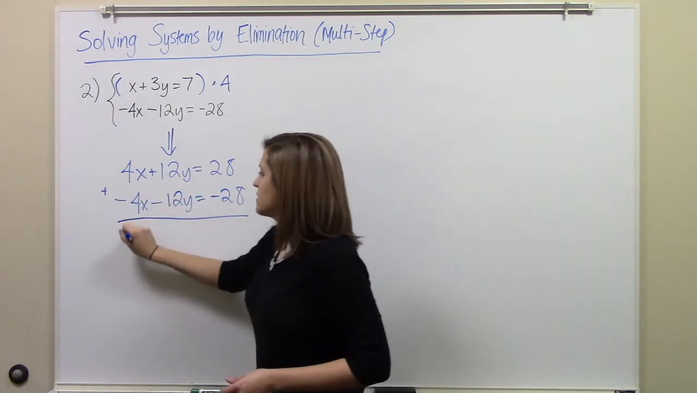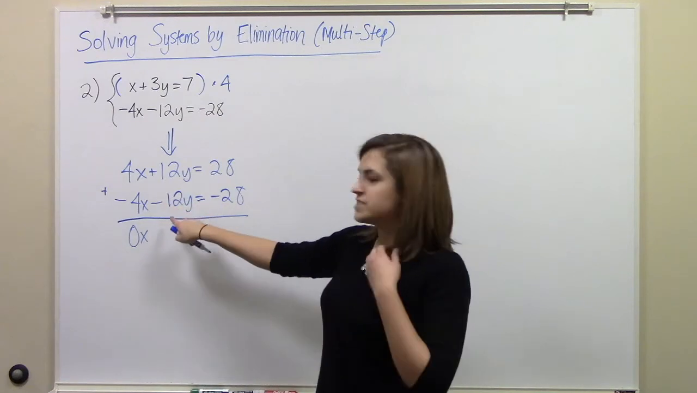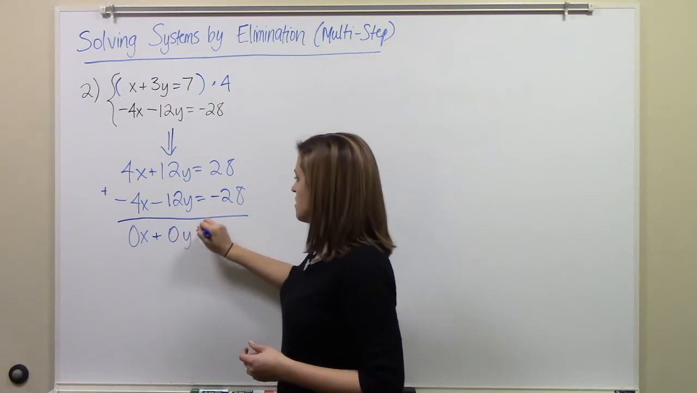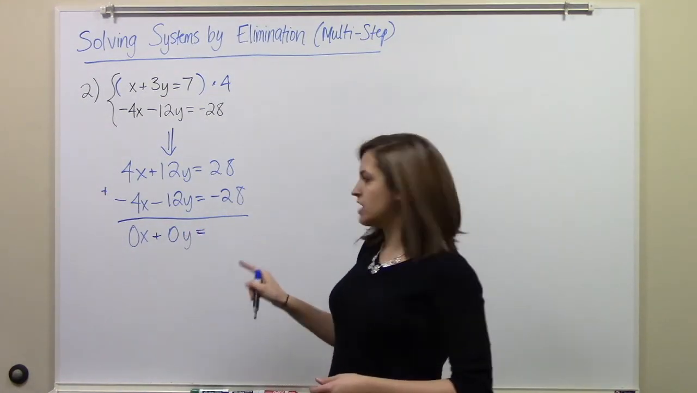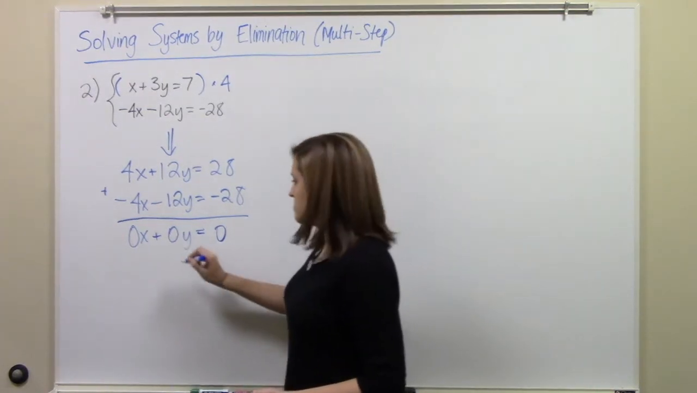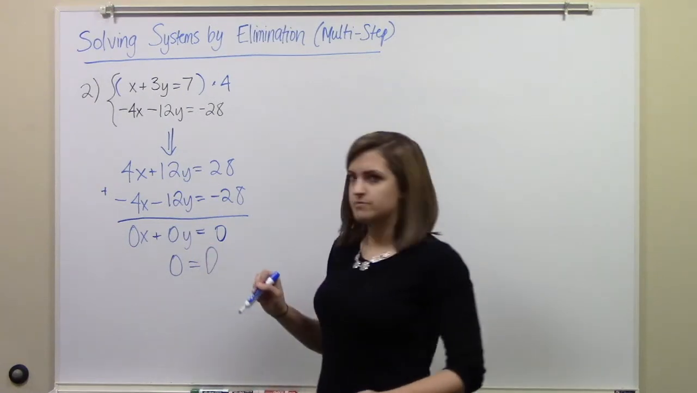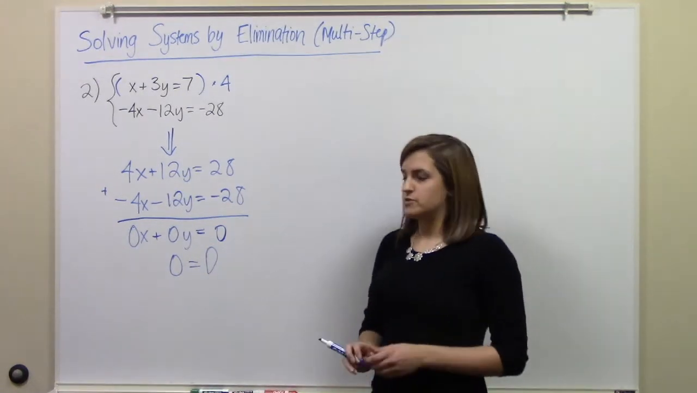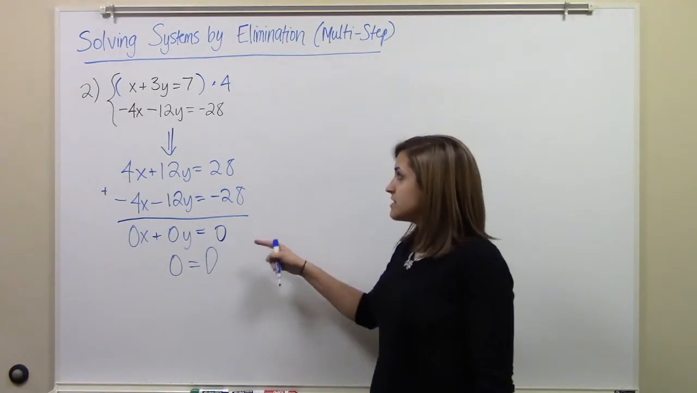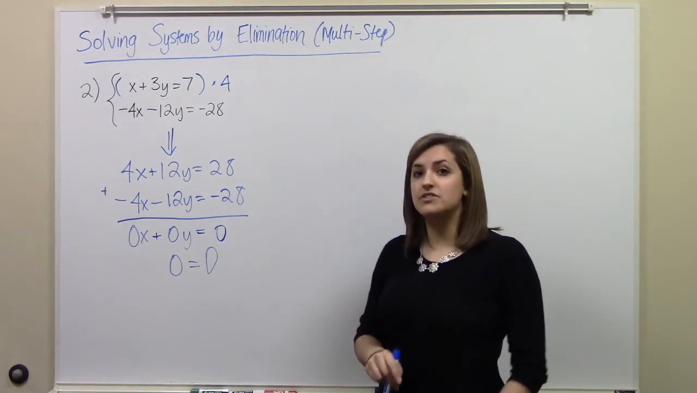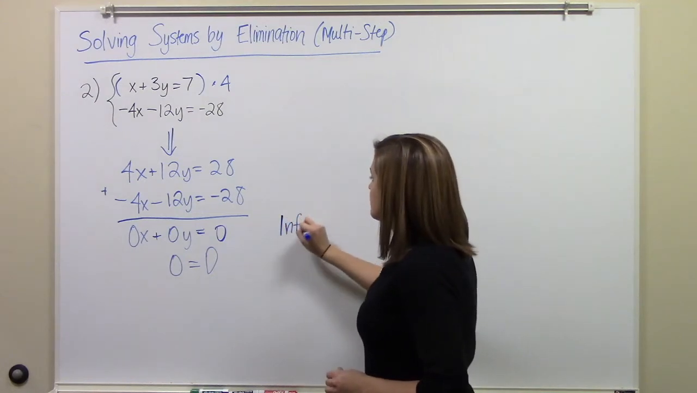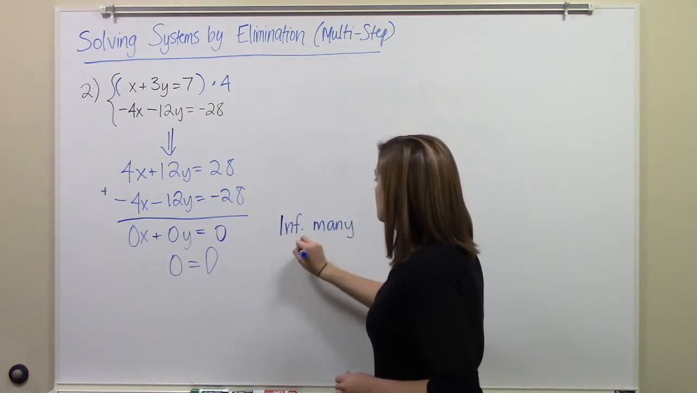So my x's, I'm going to get 0x. 12 plus negative 12 for my y's is going to be plus 0y equals, and 28 plus negative 28 is 0. So 0x and 0y are just going to be 0. So I'll get 0 equals 0. Well, this doesn't tell me a whole lot about my variables. But it is true. 0 does equal 0. So that means that this problem has infinitely many solutions that make it true. So our answer is infinitely many solutions.